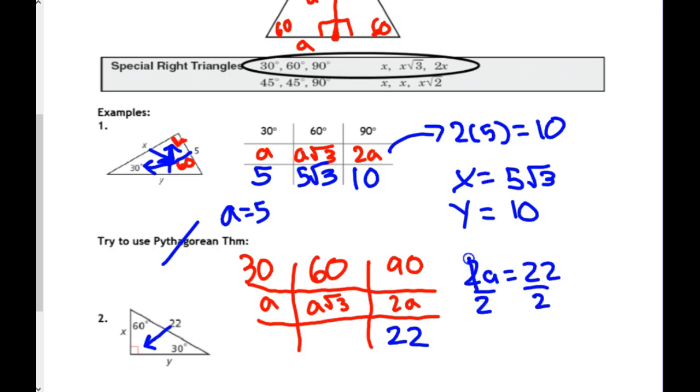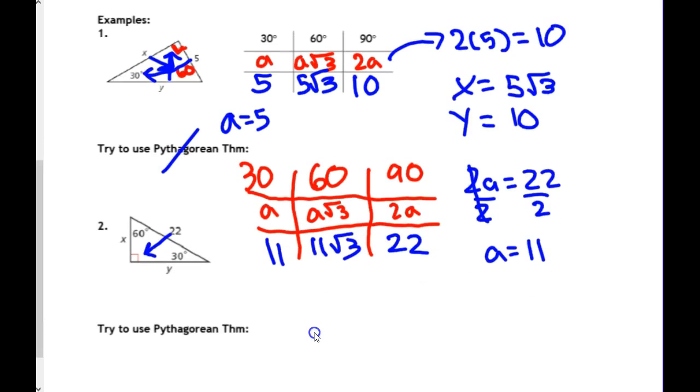So, 22 divided by 2 is what? 11. So A equals 11. Underneath A, I'm going to put 11. And A square root of 3 is going to become what? 11 square root of 3. Ta-da!